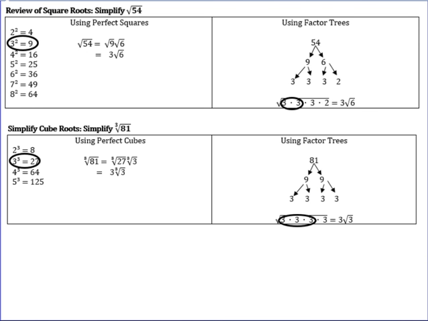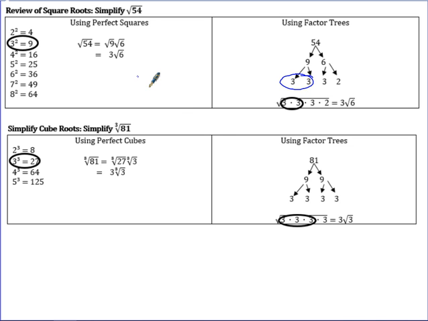Okay, simplifying square roots and cube roots. This is something you did in Algebra 1 and we reviewed earlier. So you have 2 methods here. You can use perfect squares. So 9 is the largest perfect square that you can divide 54 by. And the square root of 9 is 3, so it's 3 square root 6. Or you could use your factor trees, and we're circling pairs. So the pairs go outside and what's left over is inside.